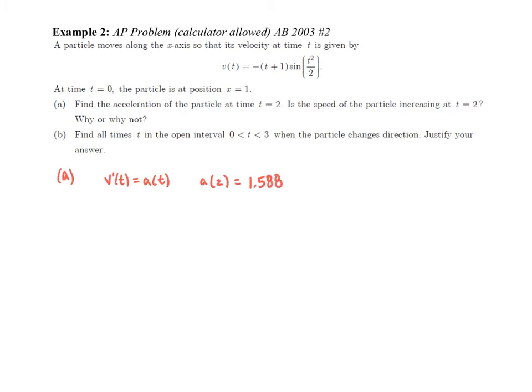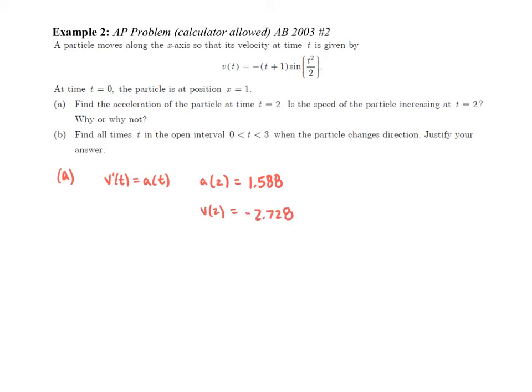Now the second part of the question is asking for the speed. Now the first example we did asked for the velocity and whether it was increasing or decreasing. Now we're talking about speed. There's a clear distinction between the two. Remember, with speed, we're looking for the sign of velocity and the sign of acceleration and whether or not they're the same or opposite. So we're going to calculate the velocity at 2, and if you type that into your calculator, you get a velocity of negative 2.728.